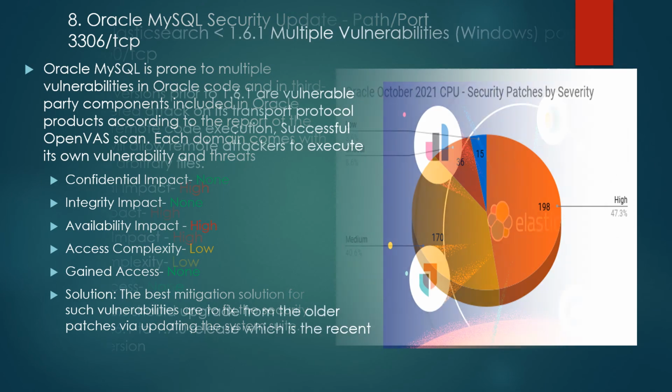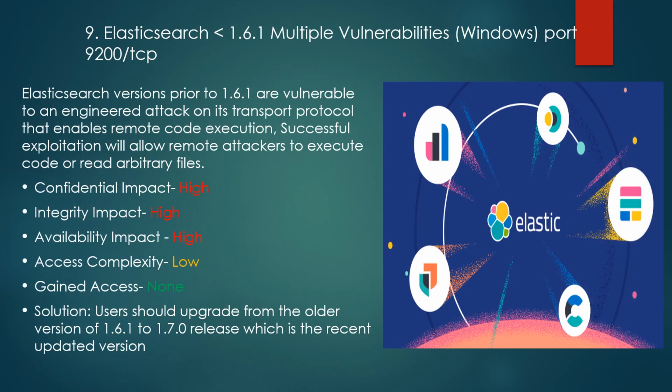The next on the list is the Elasticsearch 1.61 multiple vulnerability window. This one is found on port 9200, and port 9200 is for all API calls. So every call we send through HTTP is vulnerable. These attacks are vulnerable to an engineered attack on its transport protocol. So it's basically on this transport protocol. It enables remote code execution. And when this kind of attack is successful, the attacker is able to access arbitrary files.